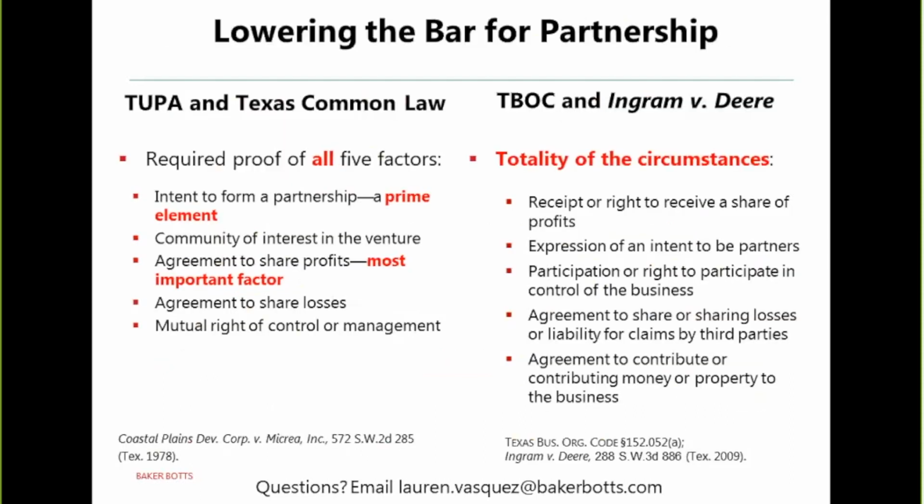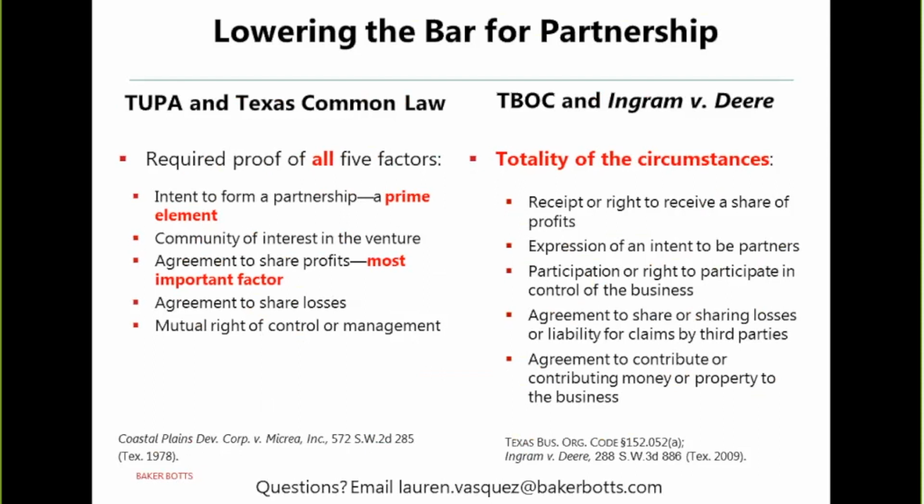Let's start with just a quick overview of where partnership law in Texas has been over the last few years. On this slide, you'll see on the left-hand side a table that sets out the provisions or really the key points under the Texas Uniform Partnership Act and under Texas law, which was the prevailing legal landscape until 1994. Intent was a prime element under this scheme, and all 5 elements were required to be satisfied in order for the formation of a partnership.